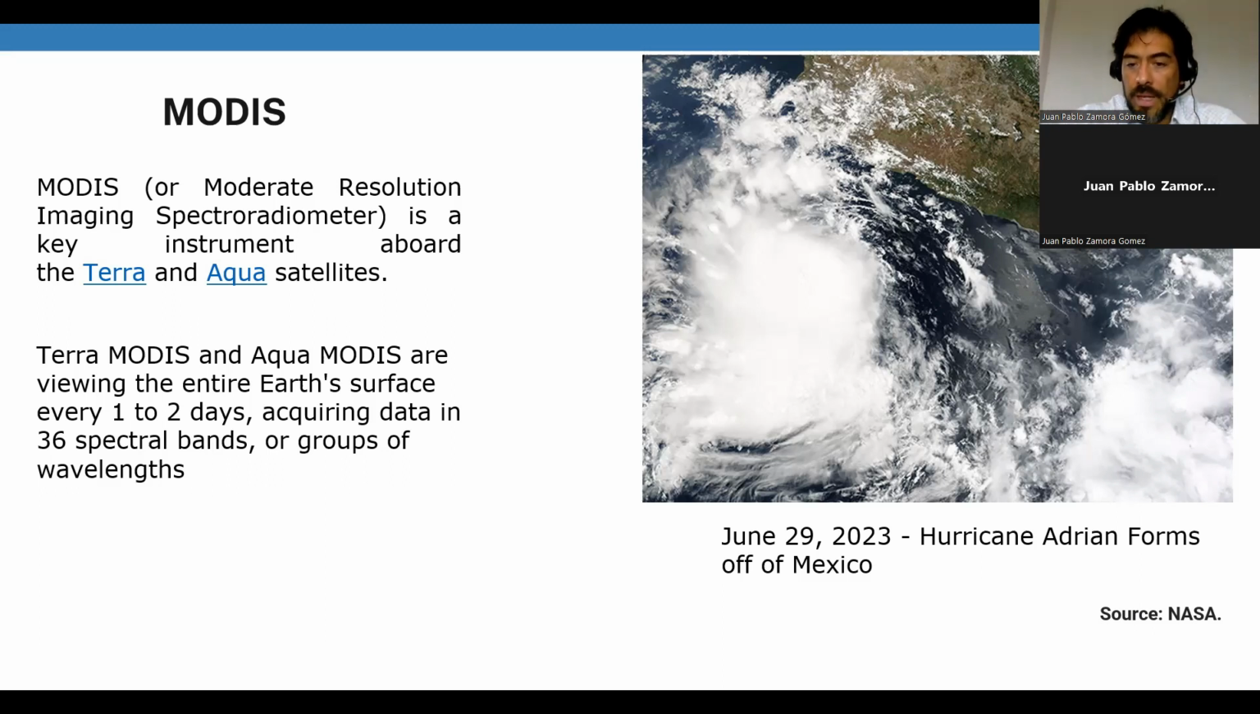For example, this is an image taken on the 29th of June of this year, and we can see Hurricane Adrian. This hurricane became the first hurricane of the 2023 Eastern Pacific hurricane season, and we can see this hurricane located off the coast of southern Mexico.